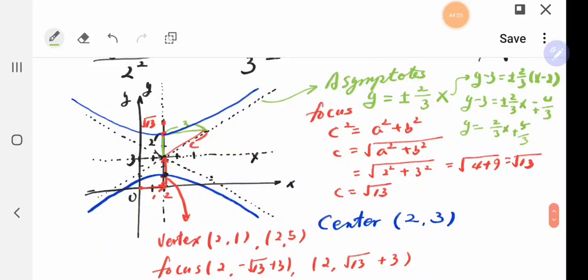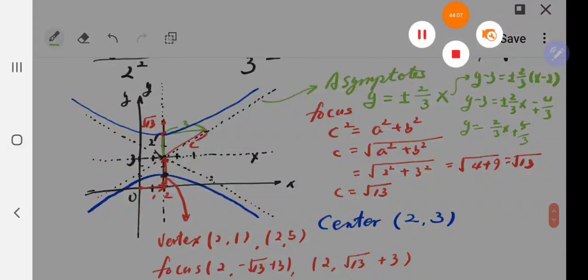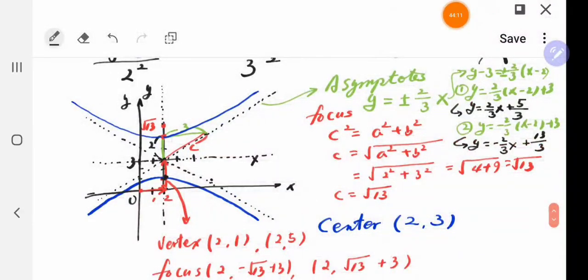Okay, let me write it again here. I don't have enough space. So I rewrote the equations of the 2 asymptotes. The first one is y equals positive 2/3 x. The other one is negative 2/3 x. So we have 2 equations for the asymptotes like this.